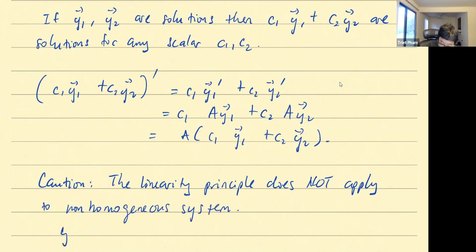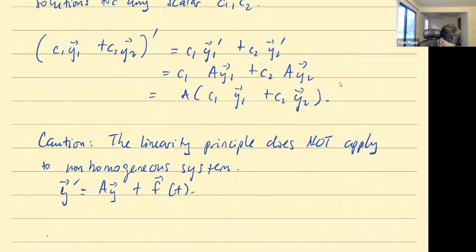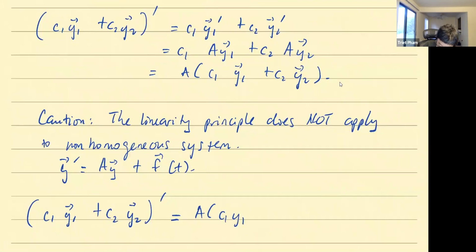Okay, that is right. If you have y prime equals ay plus f, then you see that if you add C1y1 plus C2y2 prime, you can check that it will be a(C1y1 plus C2y2). But what you end up adding is (C1 plus C2) times f.